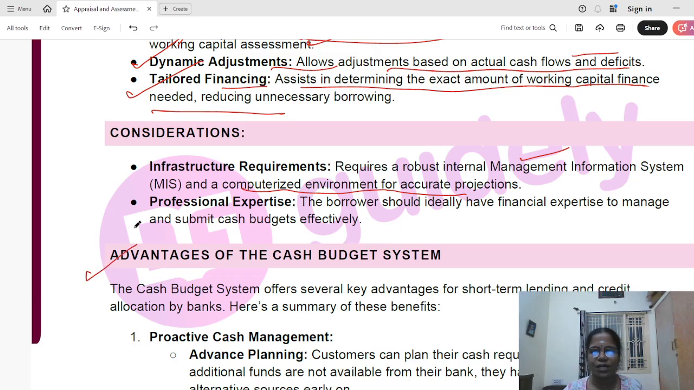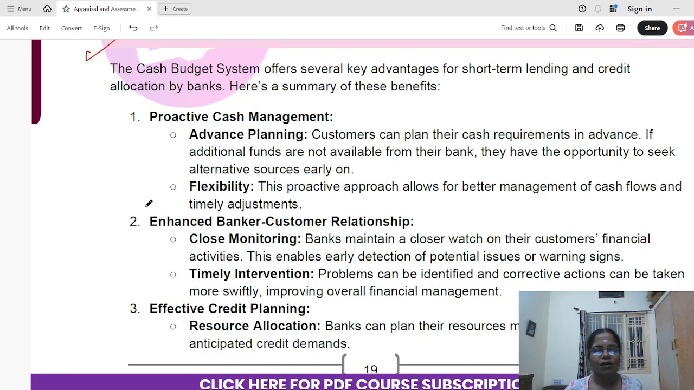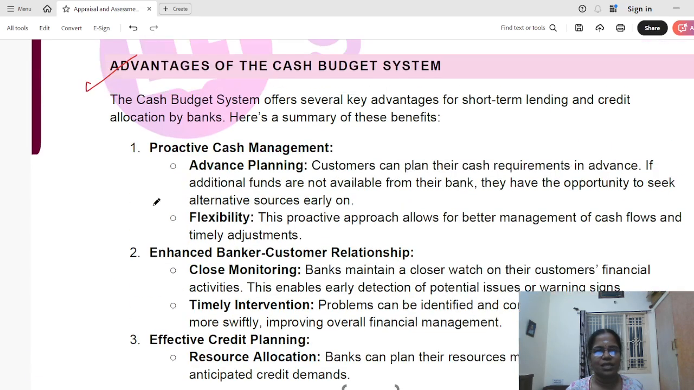So advantages of the credit management system, there are three cases we are going to discuss. One is the proactive cash management. They should have the advanced planning. They should be proactive in nature, anticipating cash requirements in advance. If the additional funds are not available from their bank, they have the opportunity to seek alternate sources early on.